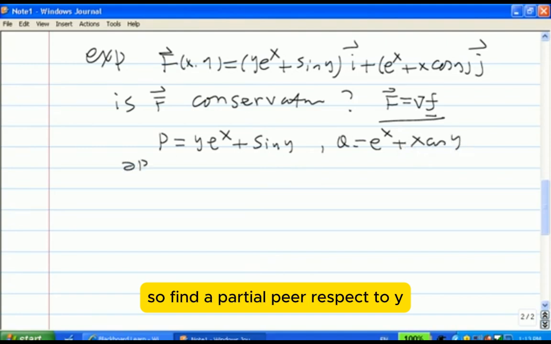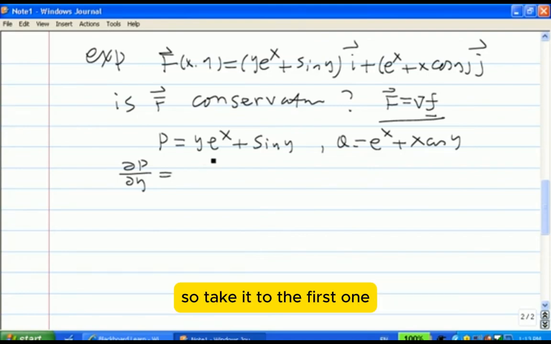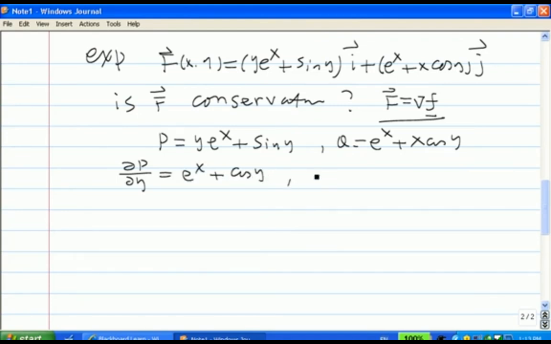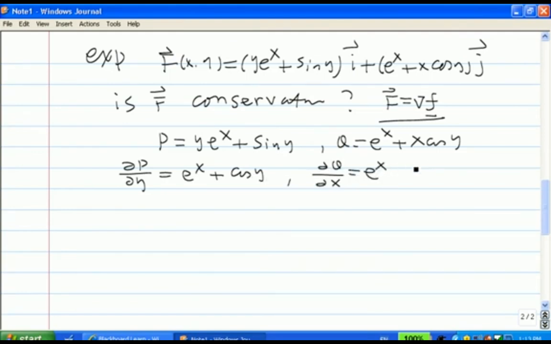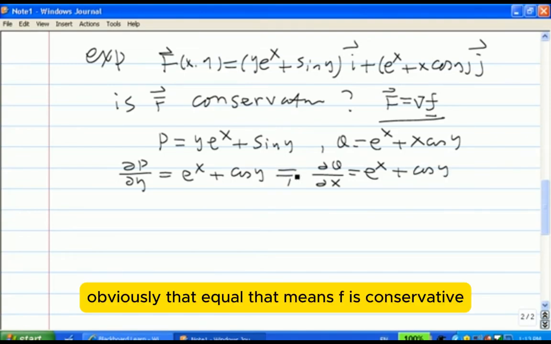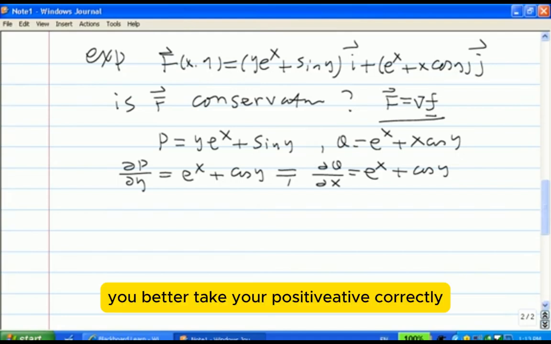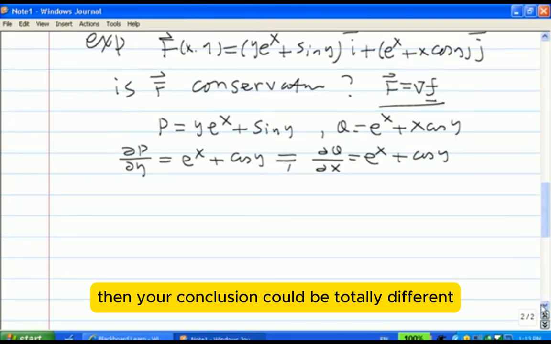Okay. So find the partial P with respect to y. Whenever you see x, you treat it as a constant. So take the derivative of the first one, gives you e to the x. Second one gives you cosine y. Partial Q with respect to x gives you e to the x. Then this time you treat y as a constant, gives you cosine y. Okay. Now, obviously they're equal. That means F is conservative. Now, when you do your homework, you better take your partial derivatives correctly. Otherwise, if you did something wrong, then your conclusion could be totally different.